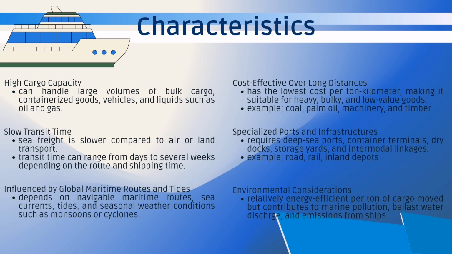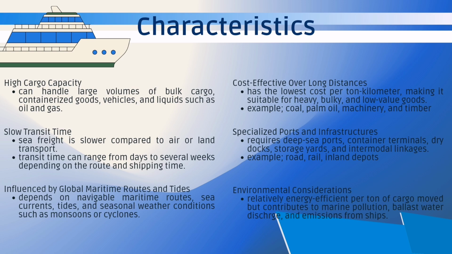Second, slow transit time. Sea freight is slower compared to air or land transport. Transit time can range from days to several weeks depending on the route and shipping time. Third, influenced by global maritime routes and tides. Depends on navigable maritime routes, sea currents, tides, and seasonal weather conditions such as monsoon or cyclones.